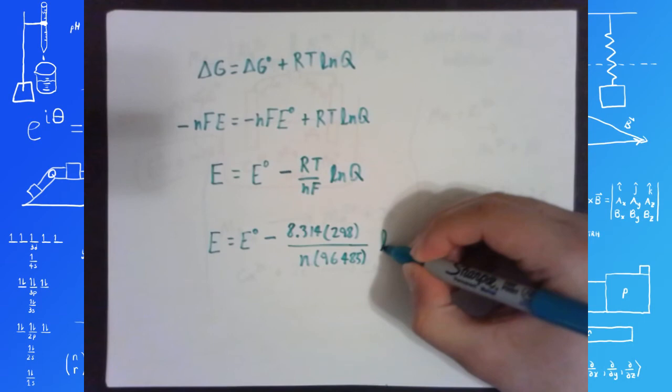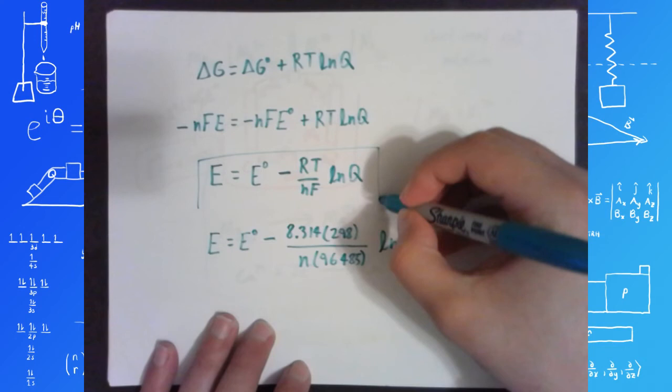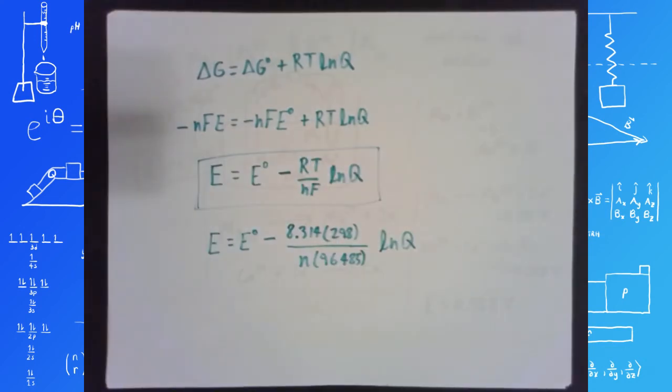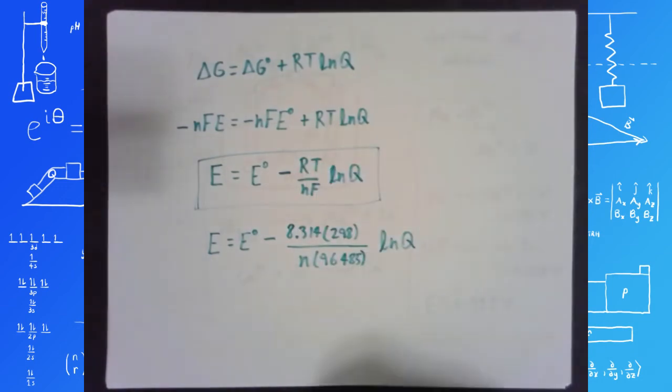Times ln of Q. I would just memorize it in this form. I mean, plugging in R and T and F isn't that hard, but just in case you don't see this exact formula in your book, in case you see one of these shortcut formulas, it's good to know where that's coming from. So 8.314 times 298, that's going to be 2480 roughly, and then divided by 96,485.